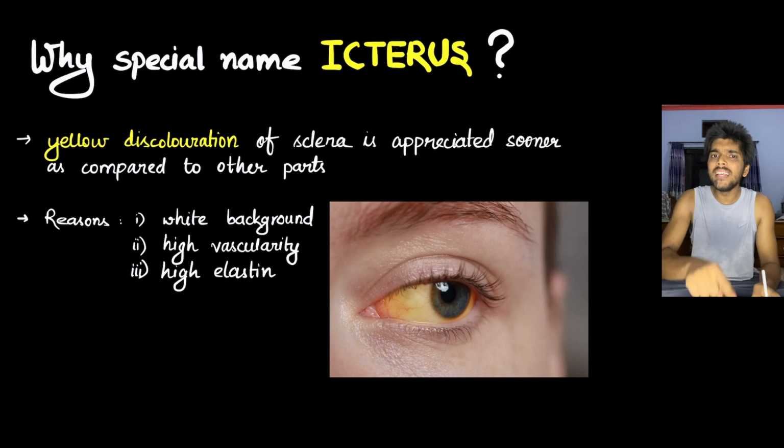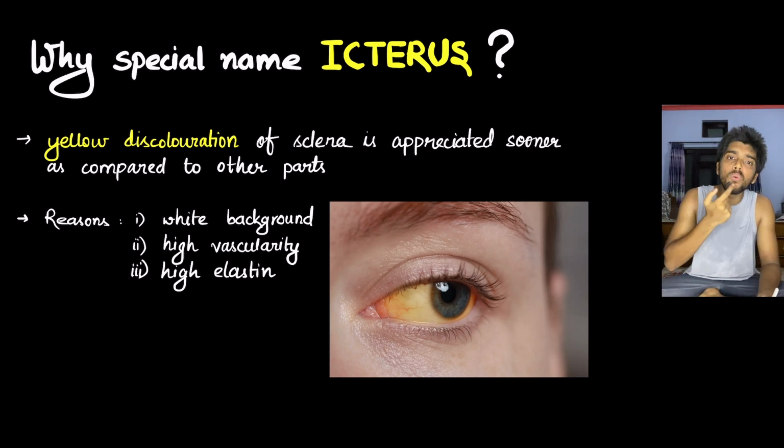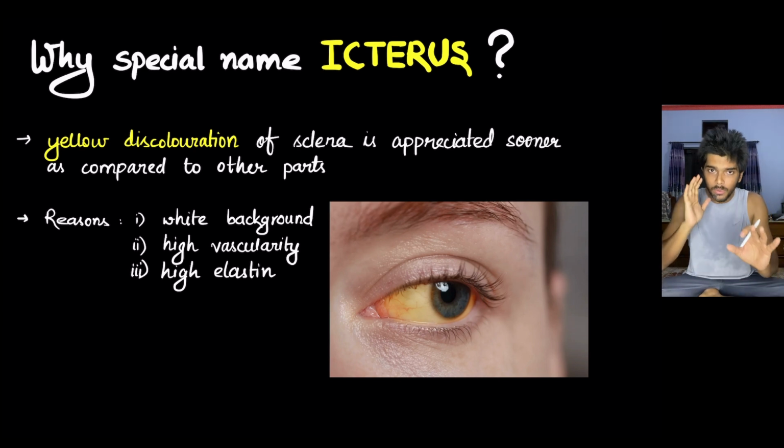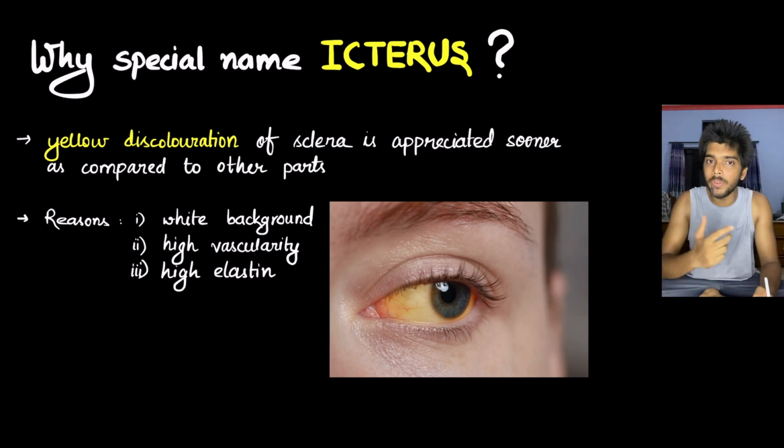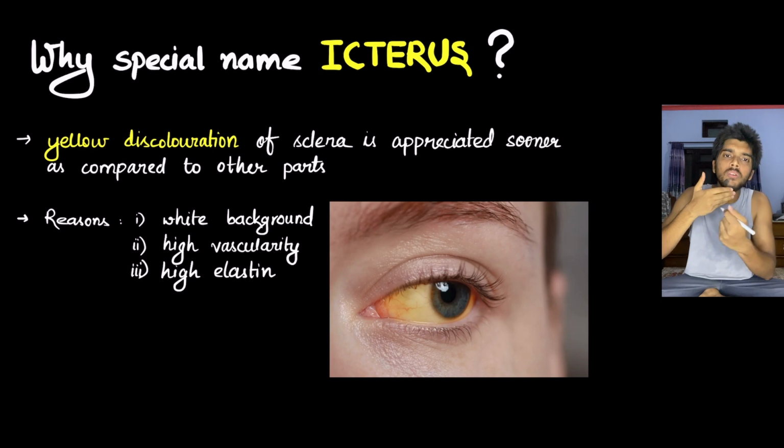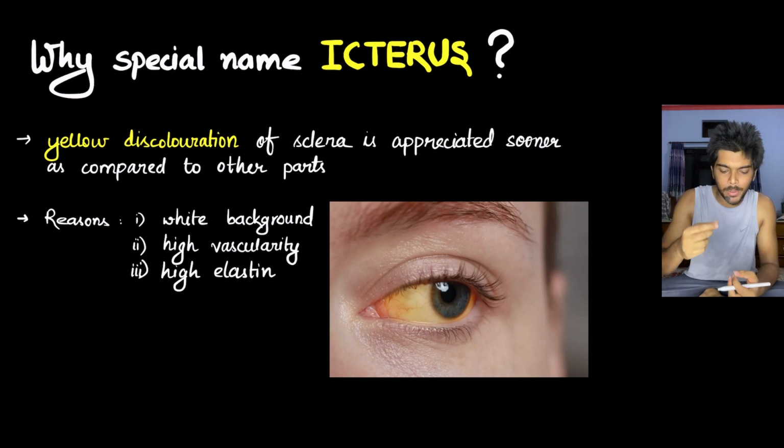Another question: why is it that yellow discoloration of sclera is seen before skin, mucosa, and interstitial fluid? Or let's say before skin and mucosa. Why before skin and mucosa? Three major reasons. Number one, sclera is white in color. So when bilirubin goes and deposits there, imparting yellow color, it is quite contrasting over the white background. White background, yellow discoloration, quite easily appreciable by naked eye. Number two, sclera has high vascularity, so more bilirubin can go there.